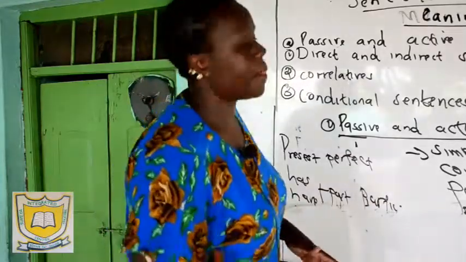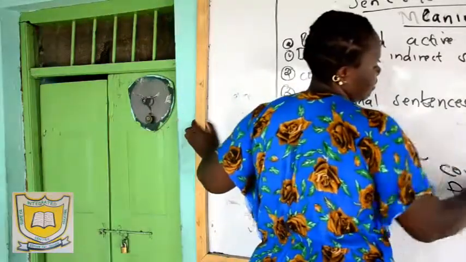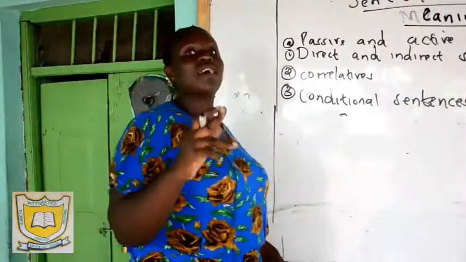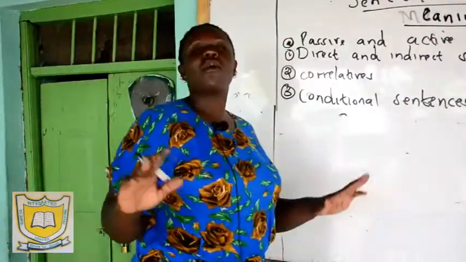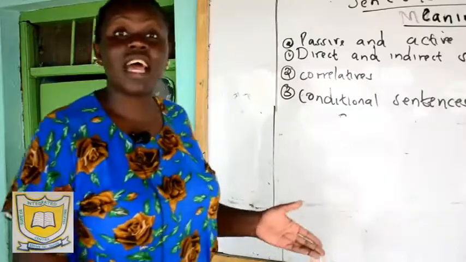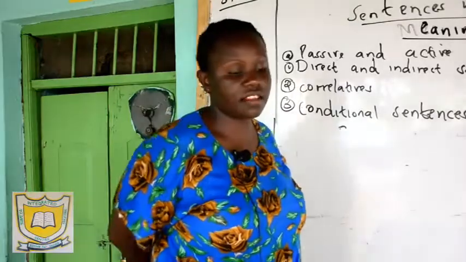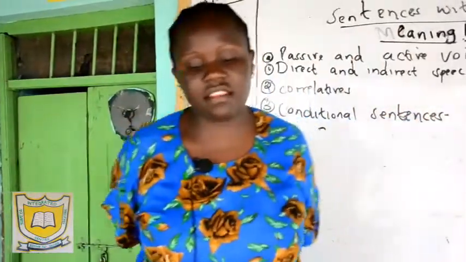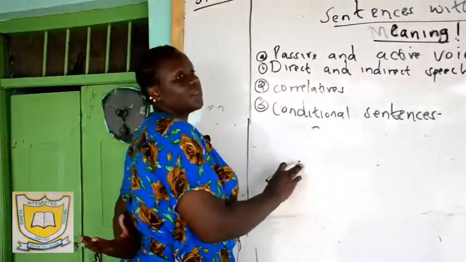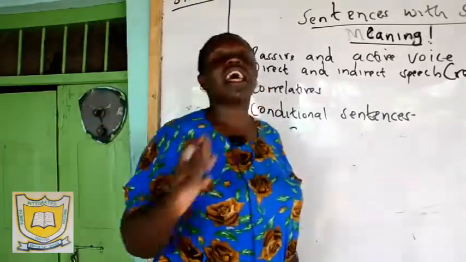What am I trying to say? For you to be in a position to change the active voice to the passive voice, you must know the tenses. There is no shortcut to this. Do you know the tenses? Do you know when to change the sentence from the passive to the active? The same applies to direct and indirect speech. When you change a sentence from direct speech to reported speech, or from reported speech to direct speech, it entirely depends on tenses.